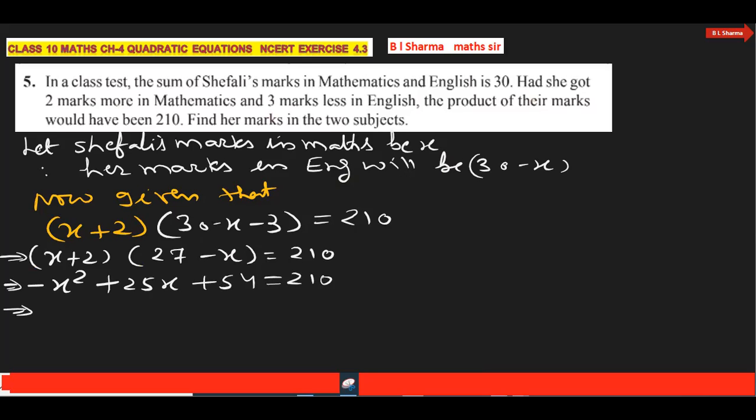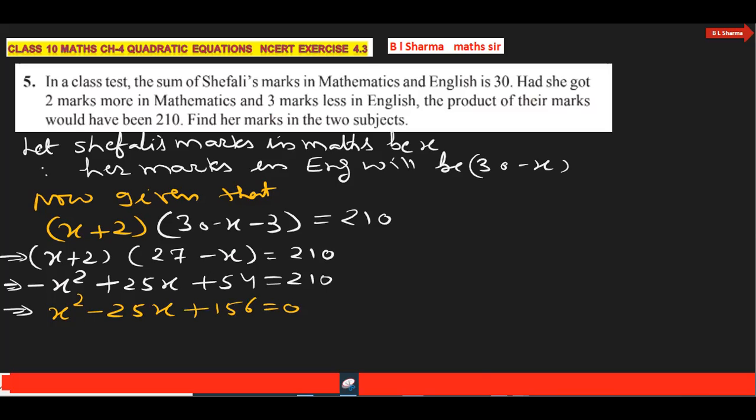Further calculation, that is x square, दोनों तरफ नेगेटिव से मल्टीप्लाई करिए, -1 से 25x plus 156 is equal to 0. This is the required quadratic equation.